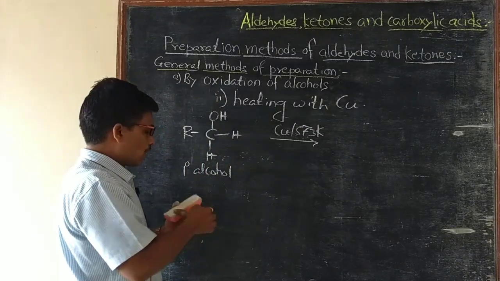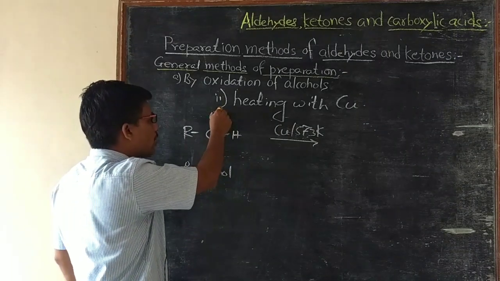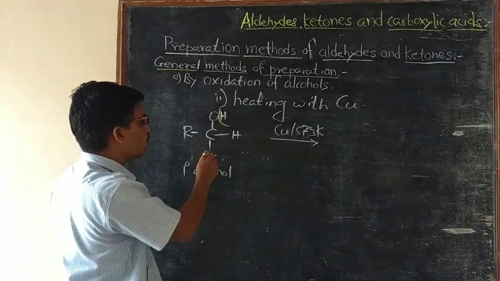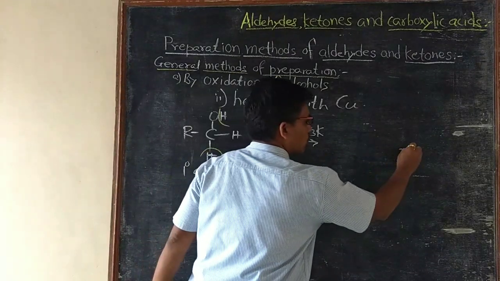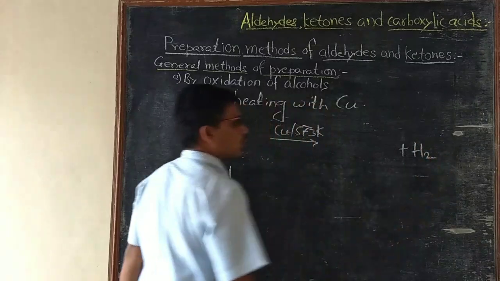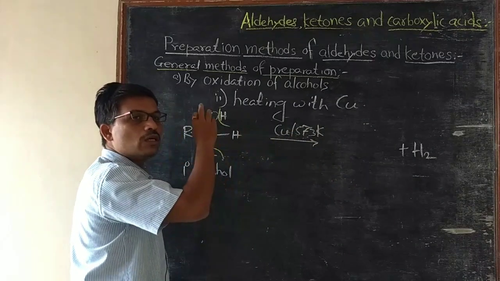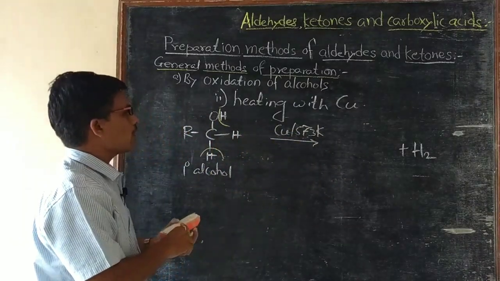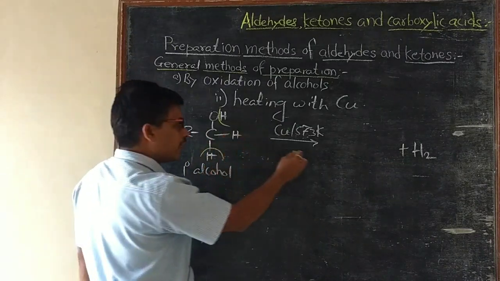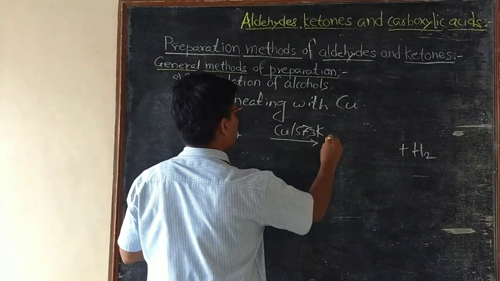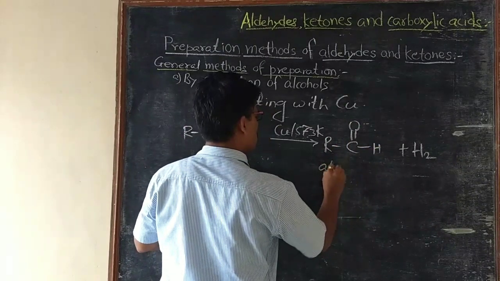In this case, removal of hydrogen takes place by the removal of one hydrogen from the hydroxyl group and another hydrogen from the alpha carbon atom to form an H2 molecule. Therefore, this process is also called dehydrogenation, that is removal of hydrogen. What we have left is our desired product, that is aldehyde, RCHO. This is aldehyde.